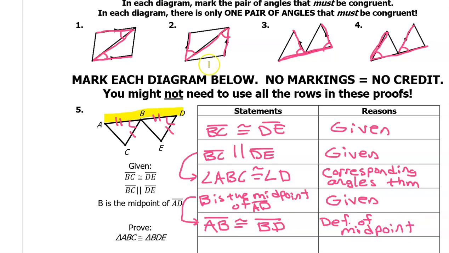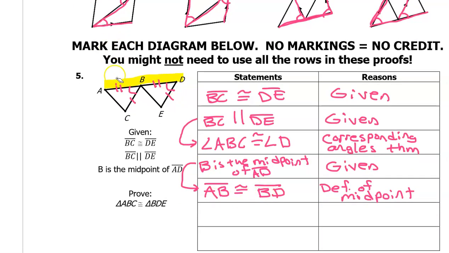When you are looking for the reason that goes right here, a hint about what it should be will probably be in the previous statement right here. So notice that the previous statement is about a midpoint. So that's a hint that the reason will be definition of midpoint. Now we are ready to say that the two triangles are congruent. So we can go ahead and say that triangle ABC is congruent to triangle BDE.